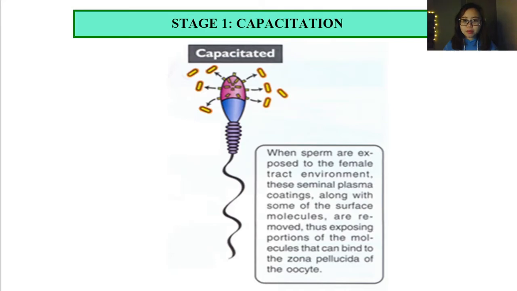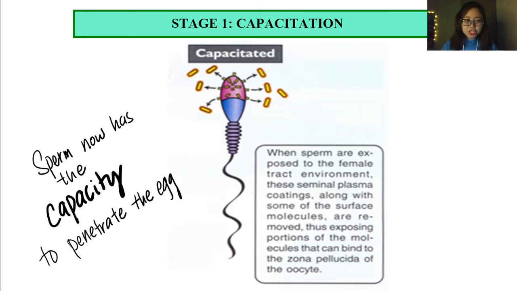So a capacitated sperm, when the sperm are exposed to the female tract environment, seminal plasma coatings that are covering the head of the sperm, along with some of the surface molecules, are removed. When these things are removed, it will be exposing portions of the molecules that can bind to the zona pellucida of the oocyte. Dalam arti kata lain, dia masuk dalam reproductive tract wanita. Persekitaran dalam rahim itu akan menyebabkan molekul-molekul pada kepala sperm ini tertanggal. Bila dia tertanggal, baru dia boleh buat fasa ataupun action seterusnya.